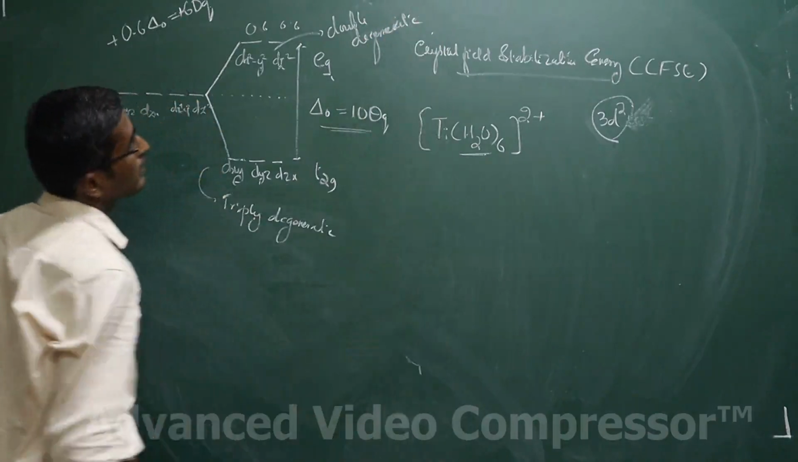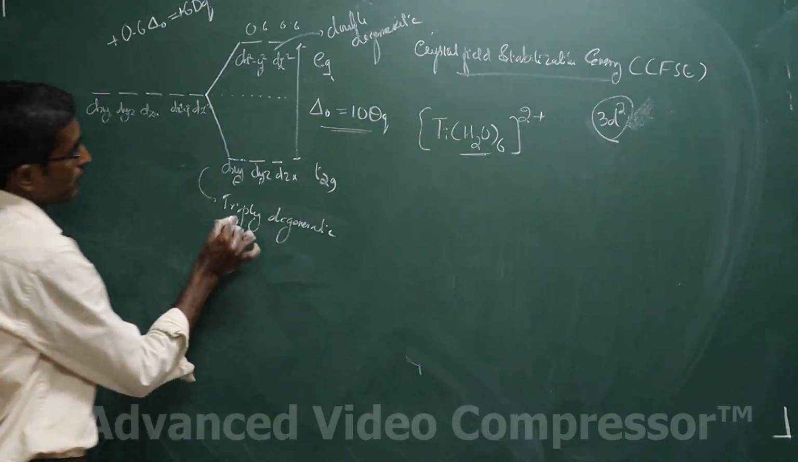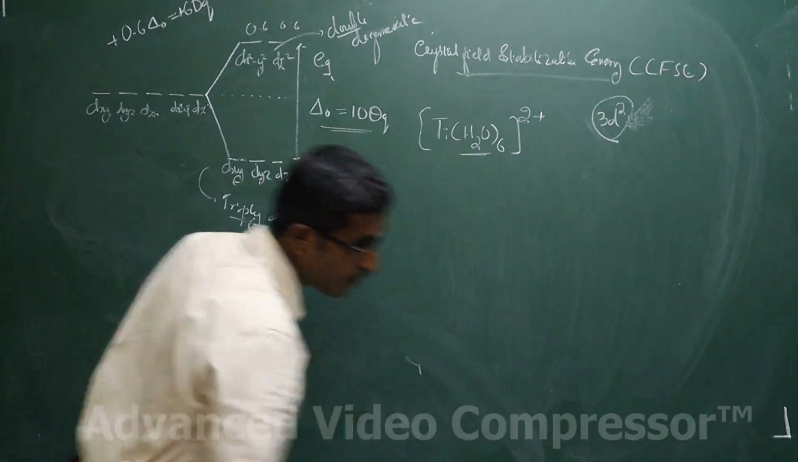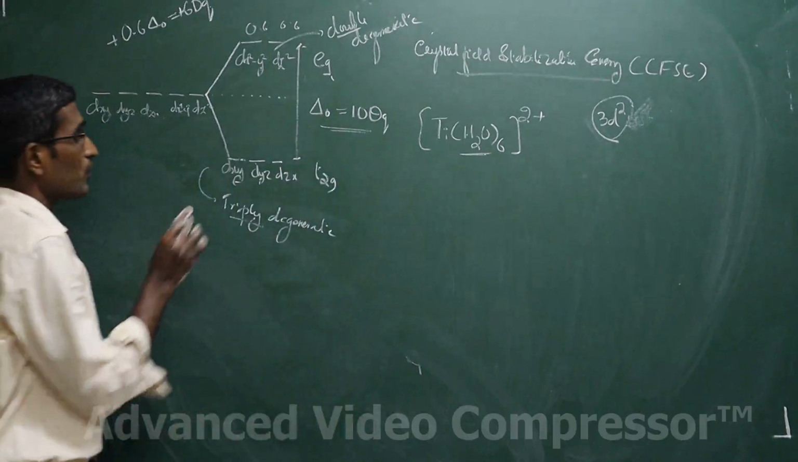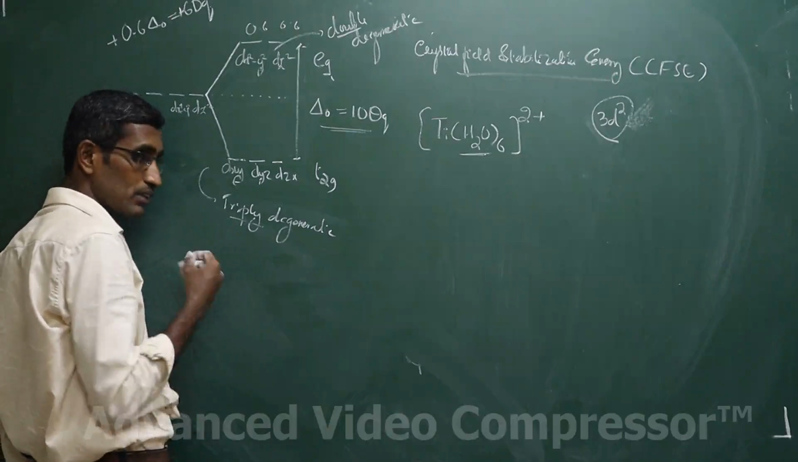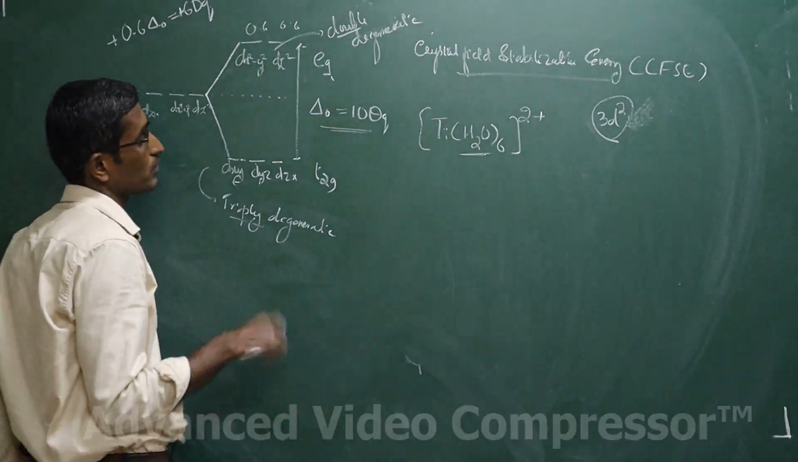It's a doubly degenerate orbital, right? So a triply degenerate orbital and a doubly degenerate orbital you are having. Now you have 2 electrons. How do you fill? You have to fill singly. Whenever you are having degenerate orbitals, you need to go for singly filling. Only afterwards are you supposed to pair.